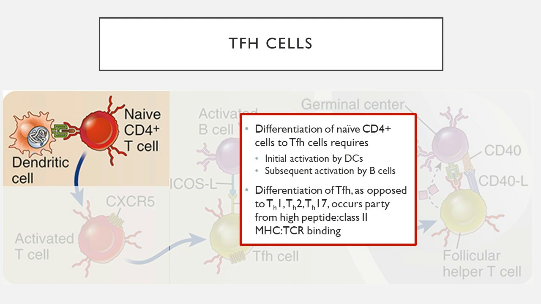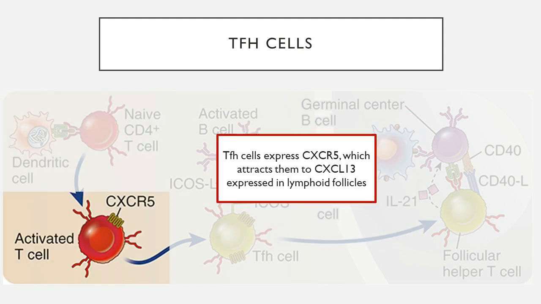On the T cell side, differentiation to TFH can be promoted as opposed to the Th1, 2, or 17 subtypes, in part by a high peptide to class 2 MHC T cell receptor binding strength. Once again, to help ingrain this into your memory, at this point the T cells start expressing higher concentrations of CXCR5. That's again in part promoted by the high peptide class 2 MHC T cell receptor binding. And this wouldn't necessarily happen with other T cells that had lower strength binding and then would become Th1, 2, or 17 subtypes. So anyways, they start expressing the CXCR5 receptor that attracts them to the CXCL13 expressed by the lymphoid follicles.